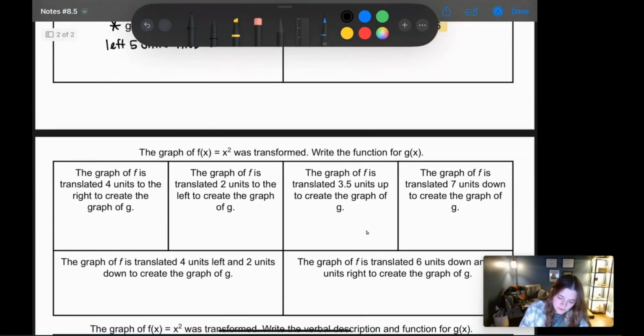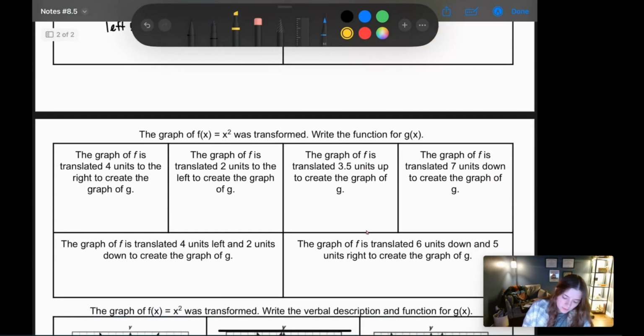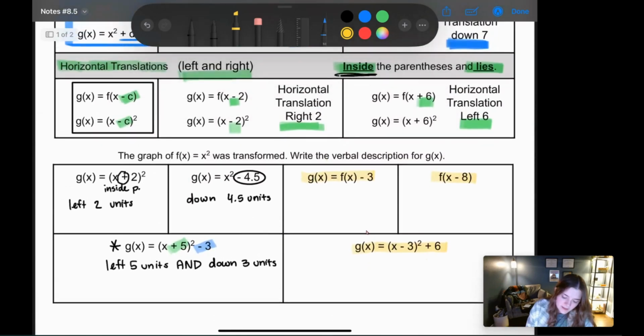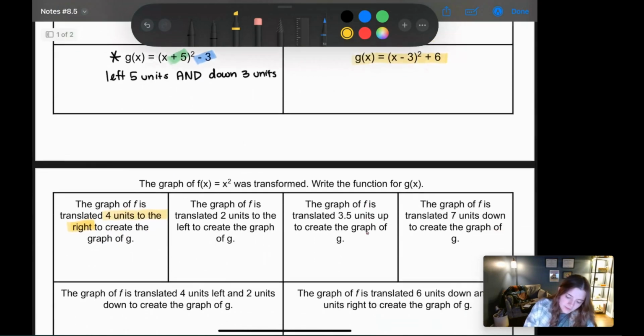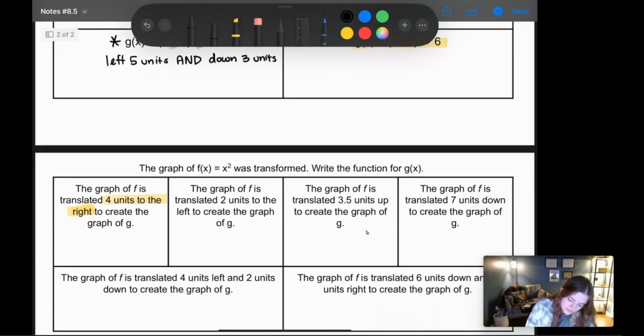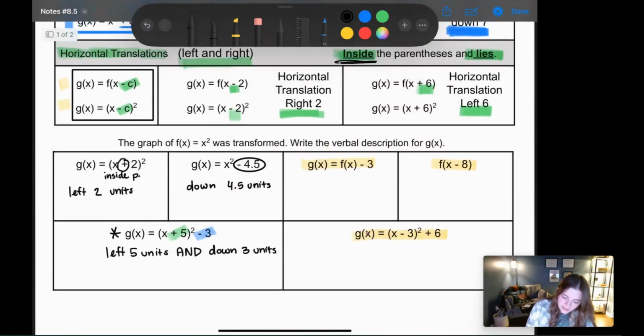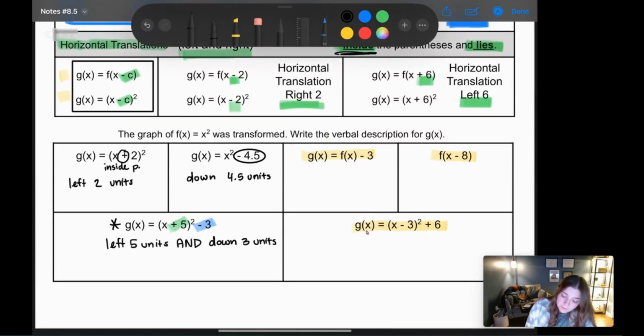So let's take a look at this first one. I'm going to go ahead and highlight some important stuff. The graph of f is translated 4 units to the right. So this is a horizontal shift. So that means it needs to either look like this or like this. So I'm going to go ahead and start that. I'm going to say, well, g of x is equal to, I'm going to go take a look at it again. It's got to be in the parentheses, right?